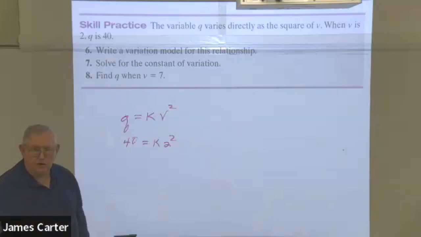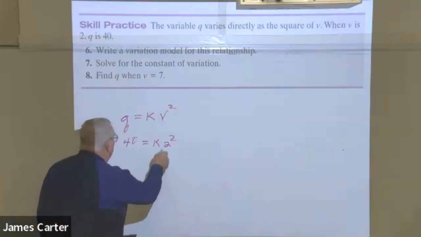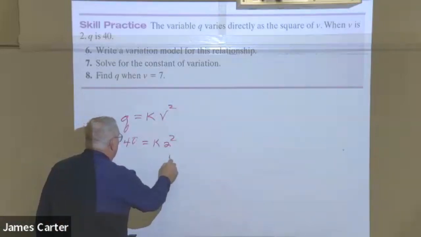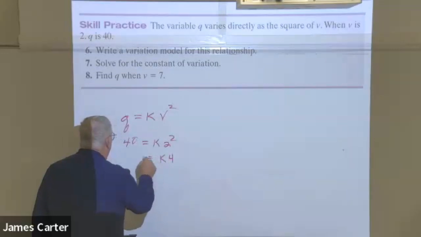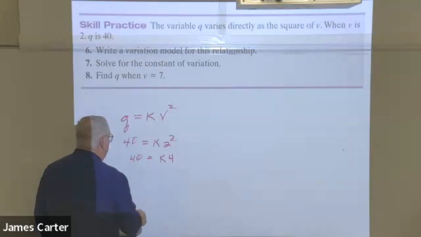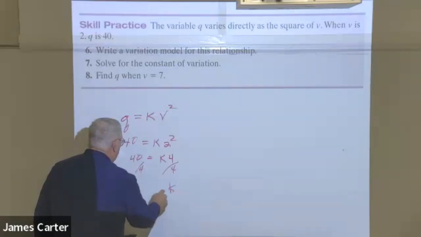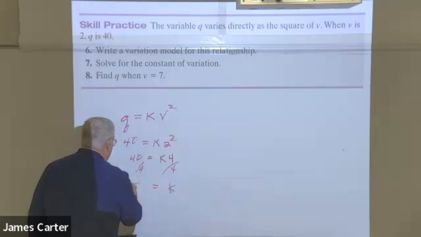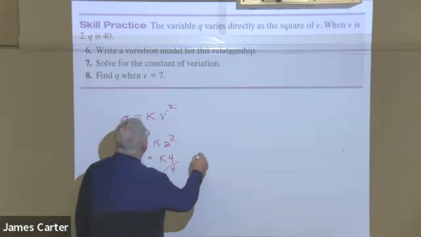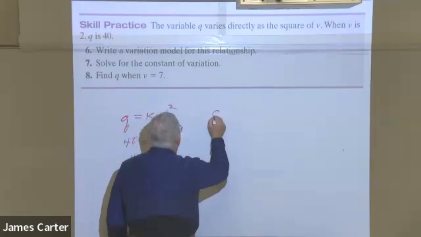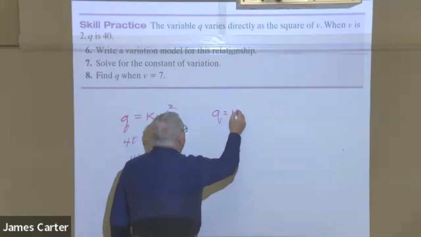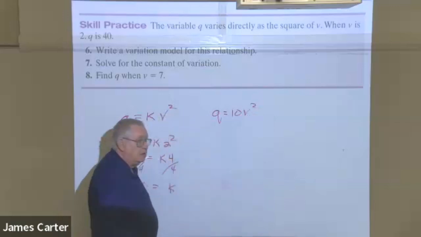So you follow what I've done so far. This becomes 4. Divide those by 4. K equals 10. So my new equation of variation is Q equals 10V squared.